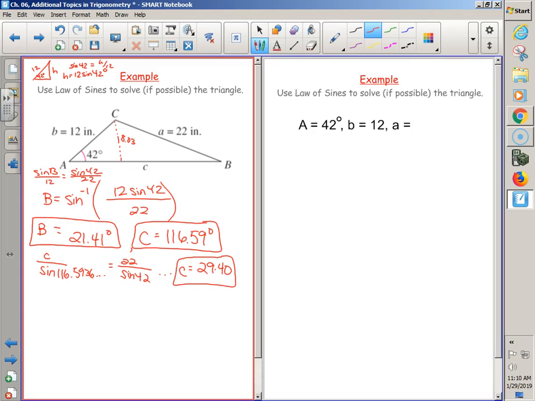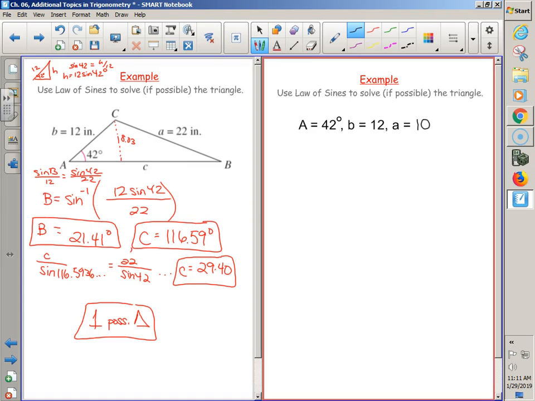I'm going to show you why in just one second, but this is a one possible triangle case, which means that we are totally and completely done with him. But I'm going to show you a case as to when it would be 2, and let's compare and contrast. What if everything was the same? Angle A was the same, side B was the same, but side A was 10.